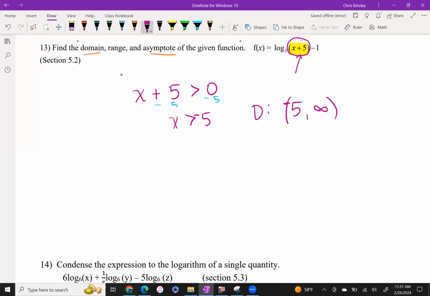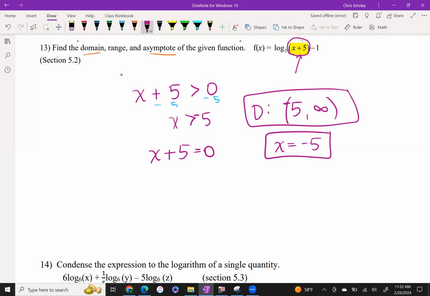The asymptote happens when you take that exact same expression and set it equal to 0. Subtract 5 from both sides, so our asymptote is x equals negative 5. Range for logarithmic functions is always going to be all real numbers. For any logarithm, the range is always all real numbers.